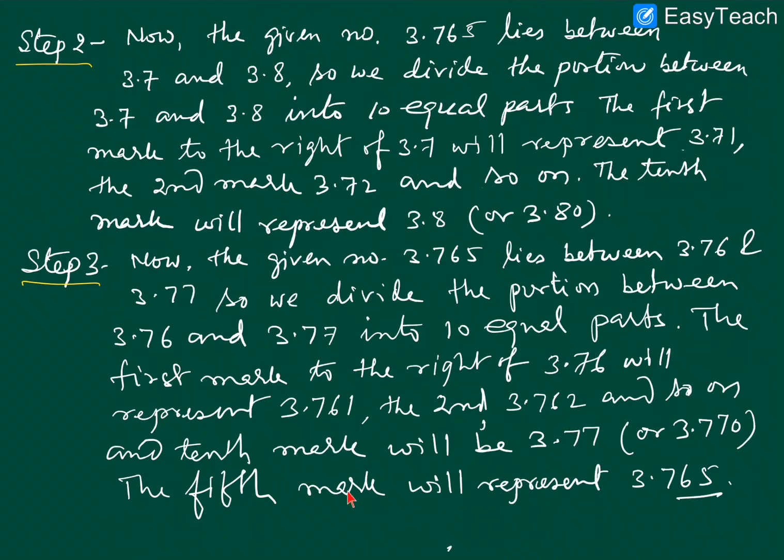The fifth mark here will represent 3.765. This is the representation of 3.765 on the number line using successive magnification for visualizing this number.